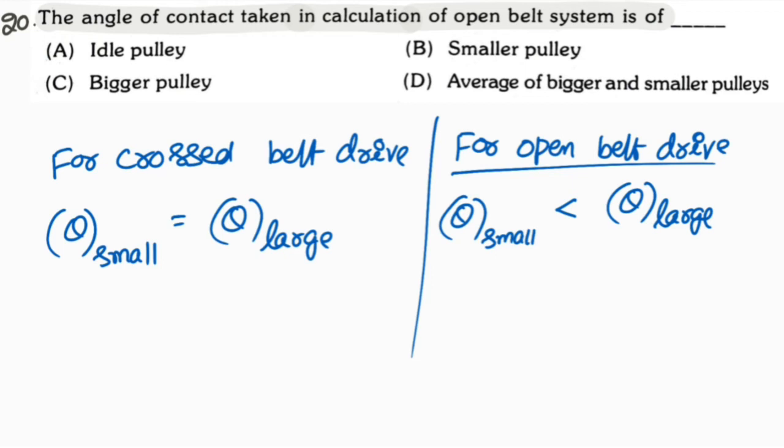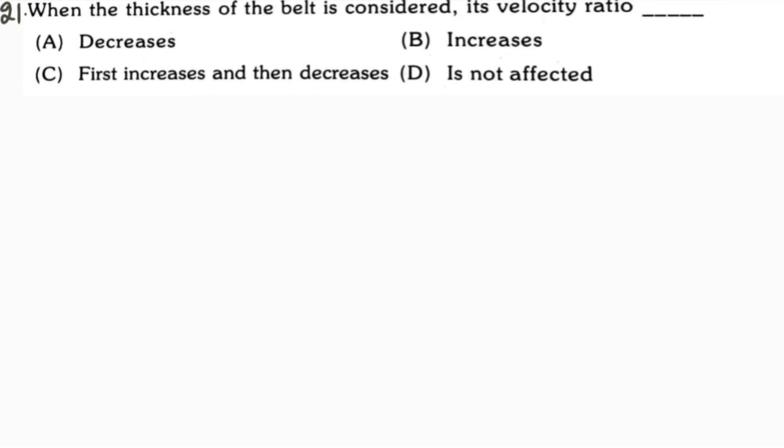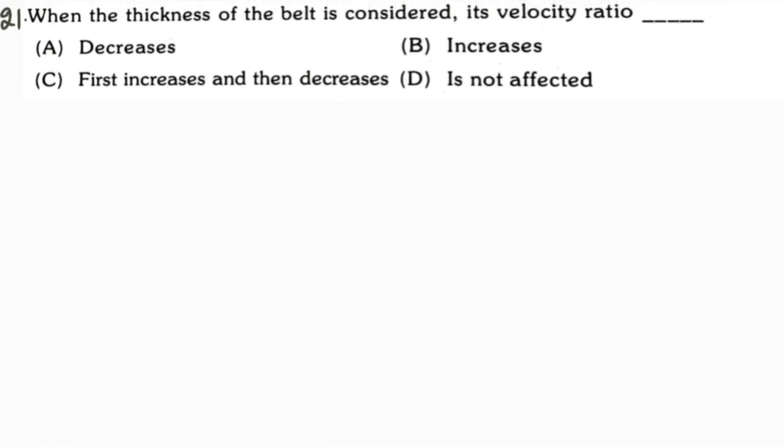Anyhow, the angle of contact to be taken for the open belt drive design is the smaller pulley angle. Therefore, option B is absolutely correct. I hope you got my point. Let us take another problem. Look at the next problem.